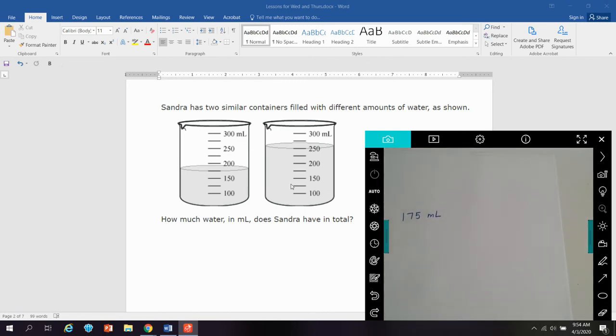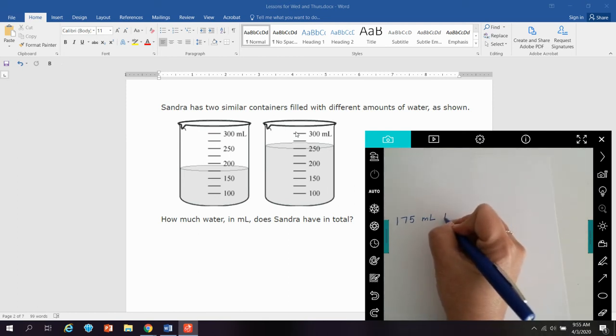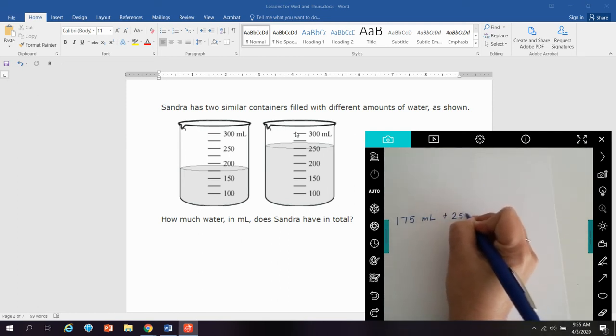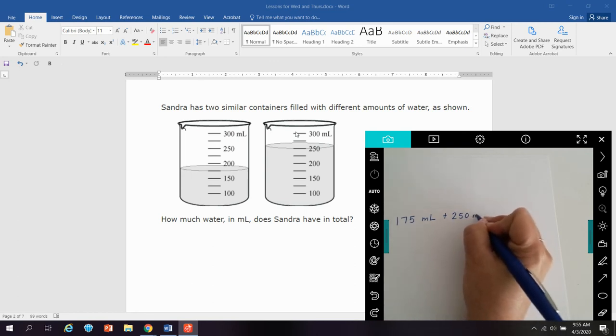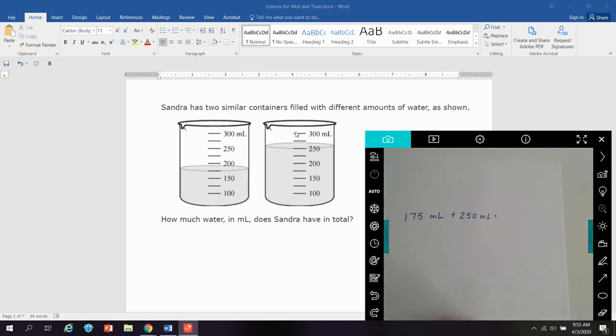Now let me look at my second container. Again, it's counting by 50s. Again, there's a line in the middle which tells me those are each going to be 25s. But oh my goodness, look how lucky we are. It is right on the line with the number. So I see that the second container has 250 milliliters of water. And notice how I put my plus sign there to show that I'm going to be adding those 2 together.